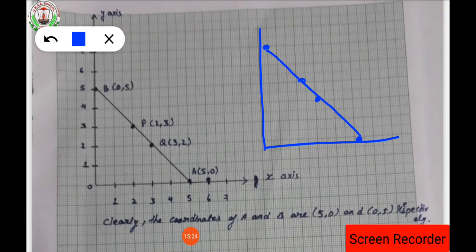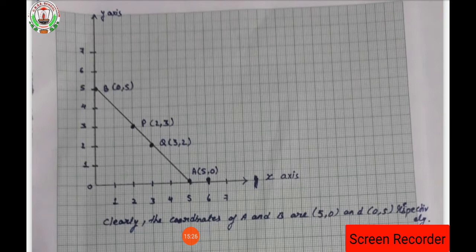straight line. So here, one more question is asked in question number 2, that is the second part of the question, whether the coordinates of A and B meet or not. That means they are meeting at some point or not, that is asked, isn't it? So here it is clearly observed that the coordinates of A and B are 5, 0 and 0, 5 respectively. Clear? There it gets meet.